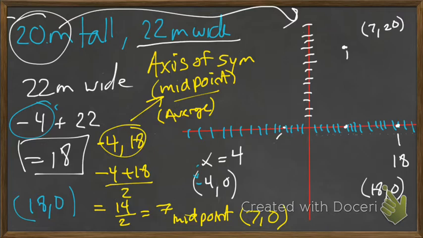So, I know this is my midpoint. I know this is my vertex. And I know these are my zeros.